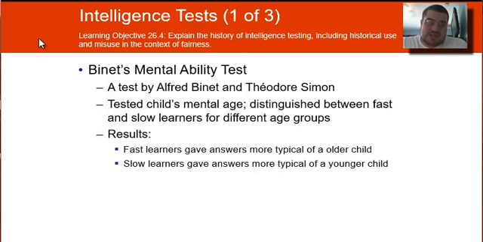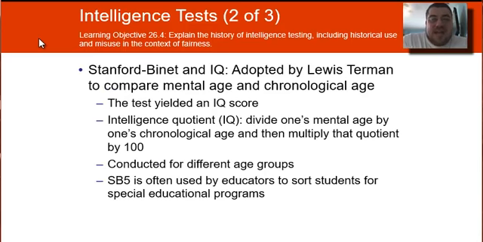So now, how do we measure intelligence? Well, it goes all the way back to Binet in France. Alfred Binet created a test for the French school system to basically determine who needs special education assistance. And he tested the child's mental age, or their MA, and he distinguished between fast and slow learners for different age groups. Binet and Lewis Terman bring the test back to America and Stanford University and create the Stanford-Binet IQ test.